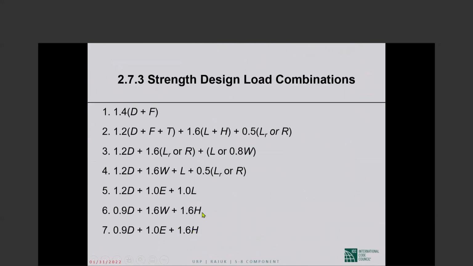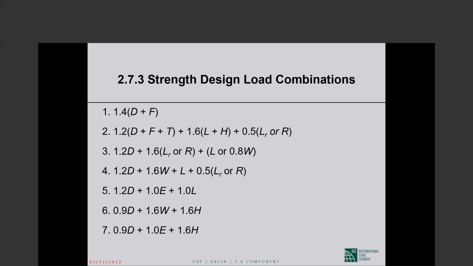Here. Okay. So exception 2 says the load factor on H is 1.6 if it hurts, not if it helps. Obviously, I'm paraphrasing. The code doesn't use that language, but what it says means exactly what I said. If it hurts, then the load factor on H is 1.6. If the 1.6 helps, then the load factor on H is 1.0, not 1.6.